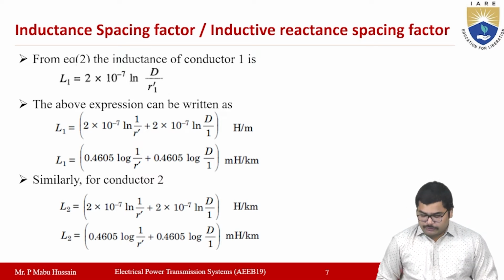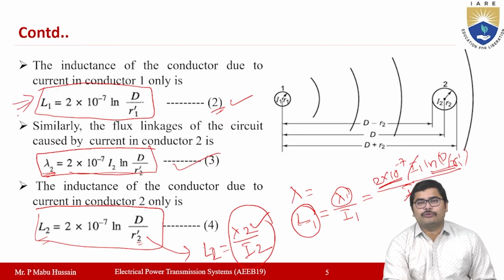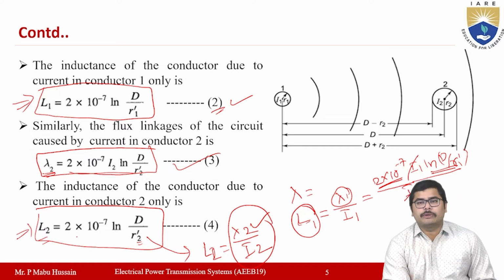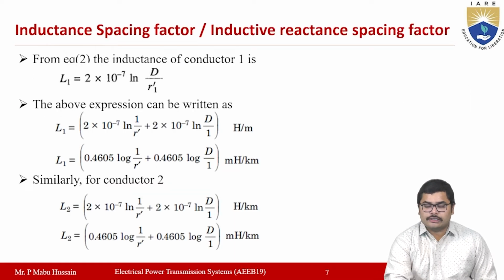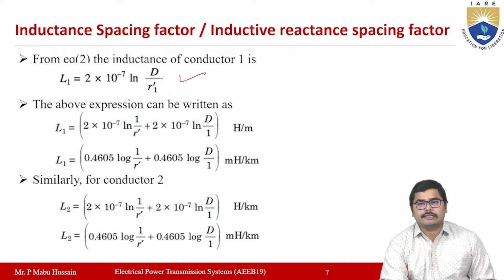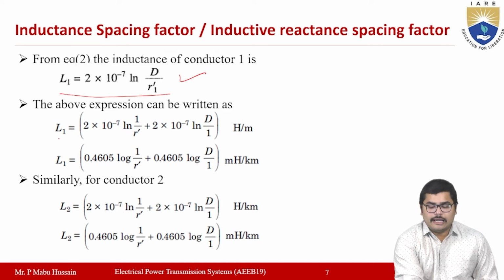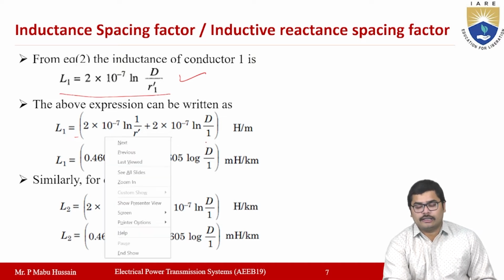From equation number 2, you know the inductance of conductor 1, which is L1 is equal to 2 into 10 power minus 7 ln d by r1 dash. In a similar way, from equation number 4, L2 is equal to 2 into 10 power minus 7 ln d by r2 dash. So we are going to take those two equations. Now L1 you can write as 2 into 10 power minus 7 ln 1 by r dash plus 2 into 10 power minus 7 ln d by 1.